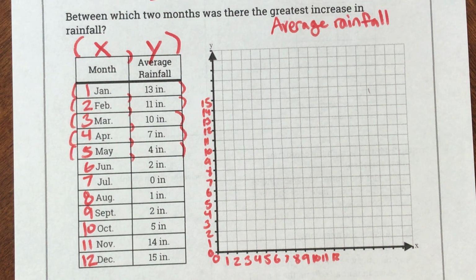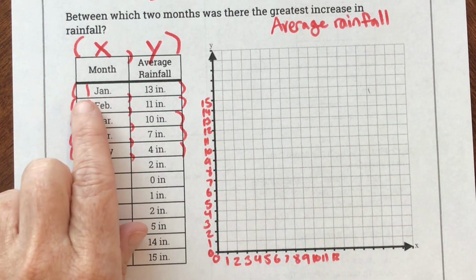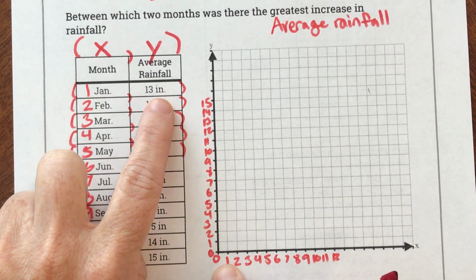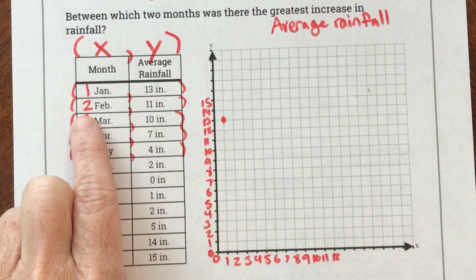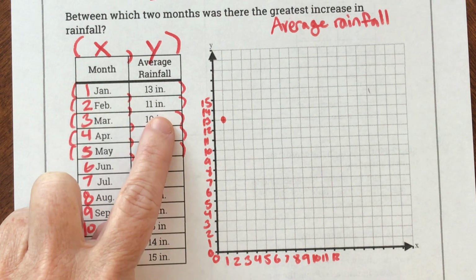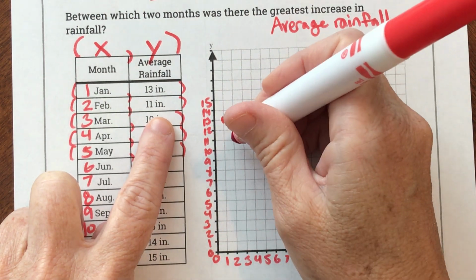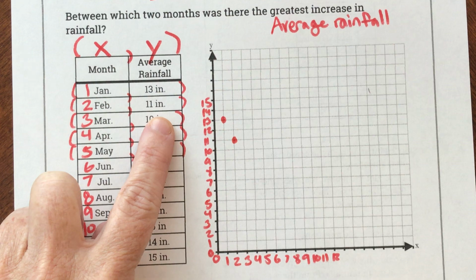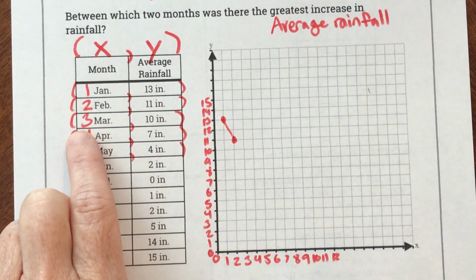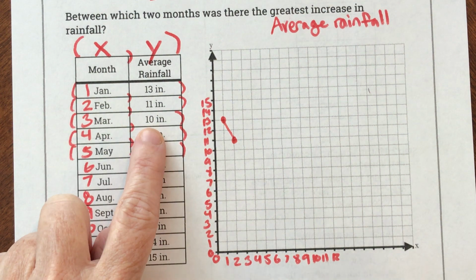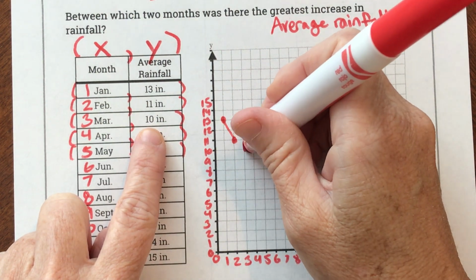Okay, now I'm just going to plot these, just like I've done. So my first X is 1, and the Y is 13, which means it's going to go right there. My next X is 2, and the Y is 11. Okay, now watch what I'm going to do though, because this is a line graph, I'm going to connect them. Okay, my next X is 3, and my Y is 10.